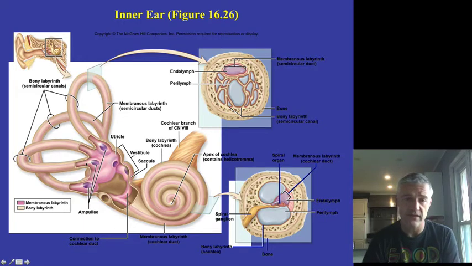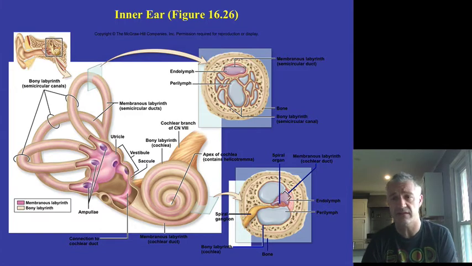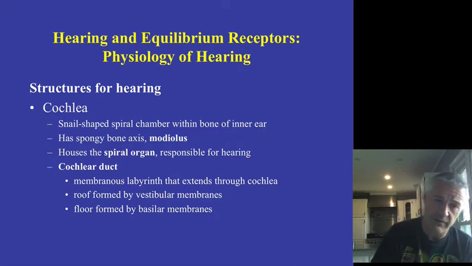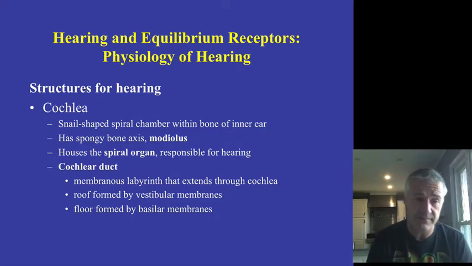With the utricle and saccule, as well as the semicircular canals, we will come back to those when we do the vestibular senses and talk a little bit more about what's going on there. What we're really worried about for sound is going to be the cochlea. It is a snail-shaped one here.